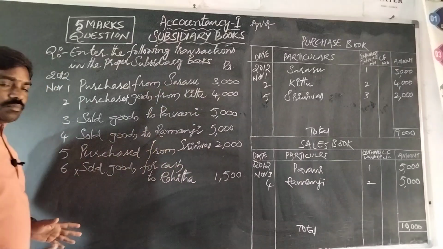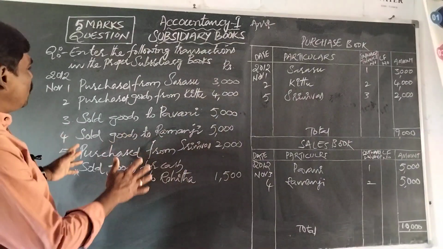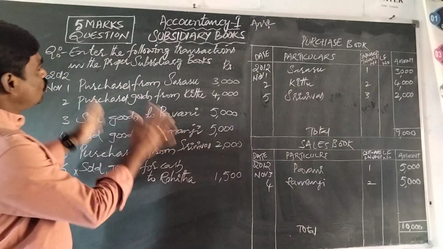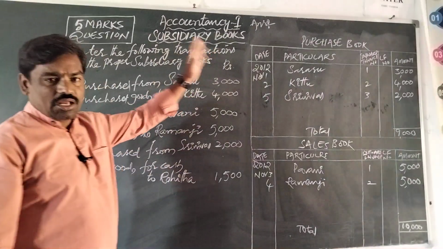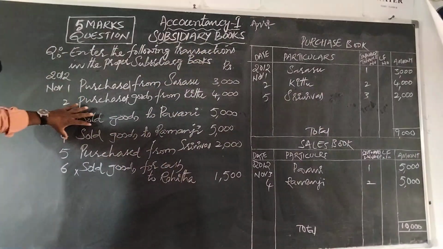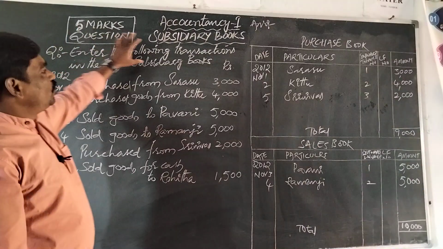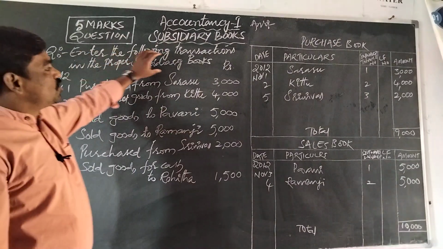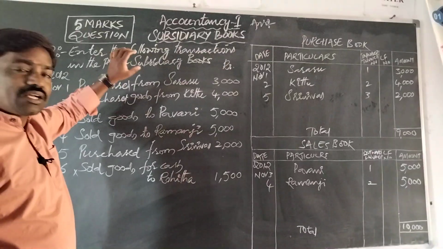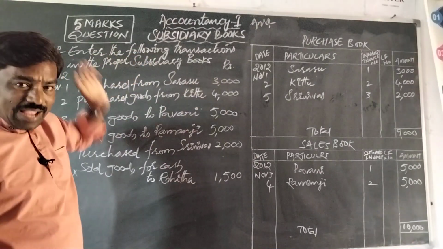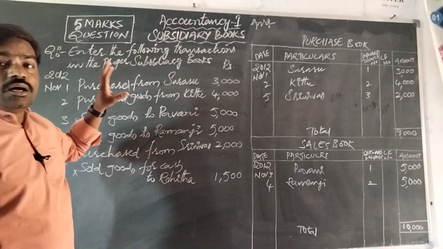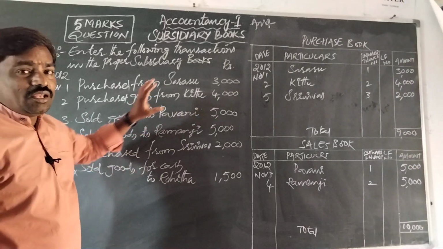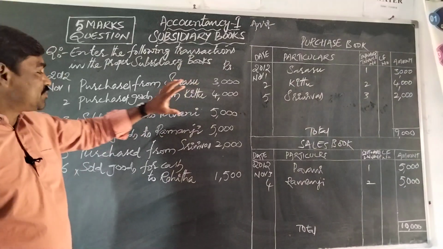So generally the problem will come in the annual examination for 5 marks like this, from the chapter subsidiary books. So how is the problem? You see here, enter the following transactions in the proper subsidiary books. Here the specific subsidiary book name is not mentioned, but we have to think of the required subsidiary books in which we have to enter those transactions.